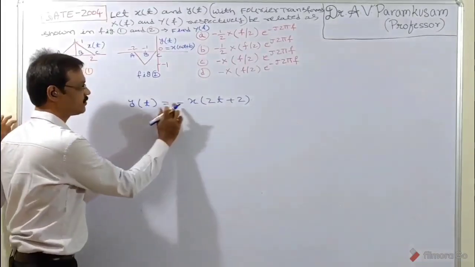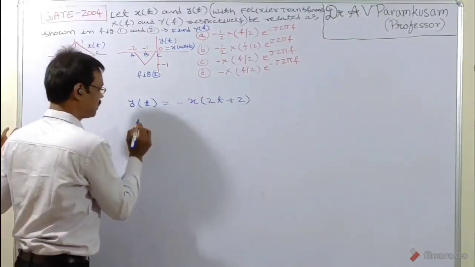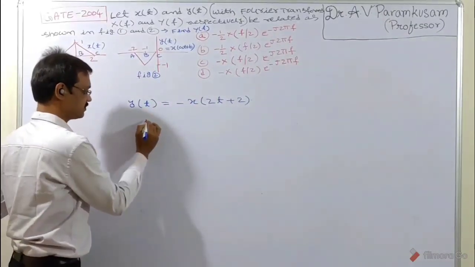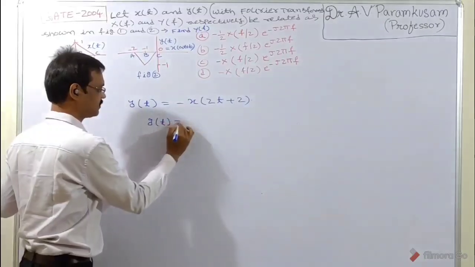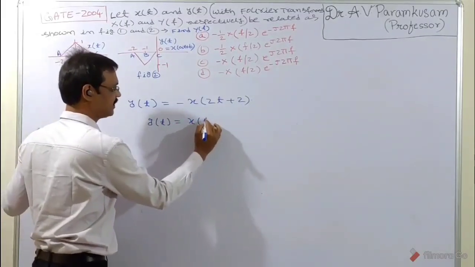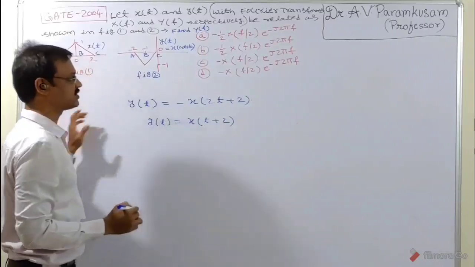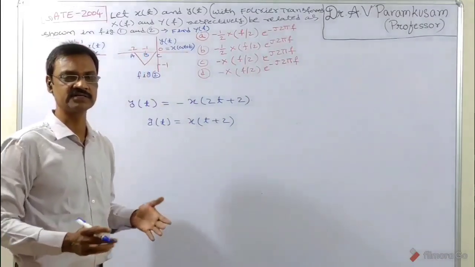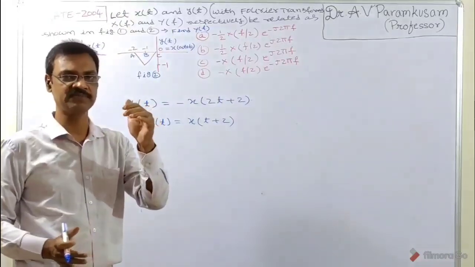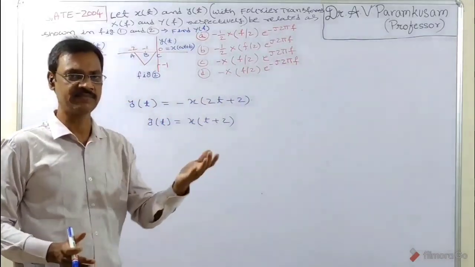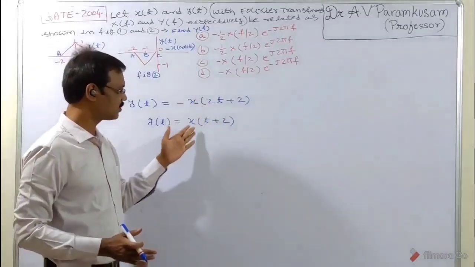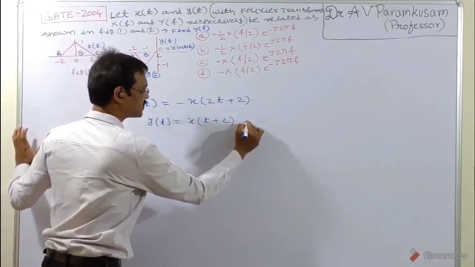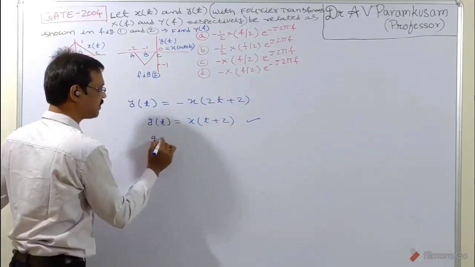See here, y of t is equal to minus of x of 2t plus 2. So how do you get x of at plus b from x of t? The simple procedure: first you get g of t, that is equal to x of t plus 2. Both the shortcut method and the method that we have discussed are useful here. In order to obtain x of at plus b, first you apply the time shifting, next the time scaling. That procedure is also useful in order to get the Fourier transform. So g of t is equal to x of t plus 2. This is the first step. The next step is: what is g of 2t?